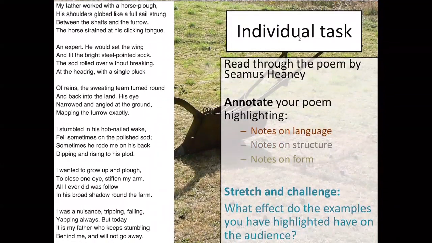Okay, so onto the poem itself now. So I'm going to read through the poem, and then we're going to attempt the next task, which is just going to be looking at analysing some of the main ideas.